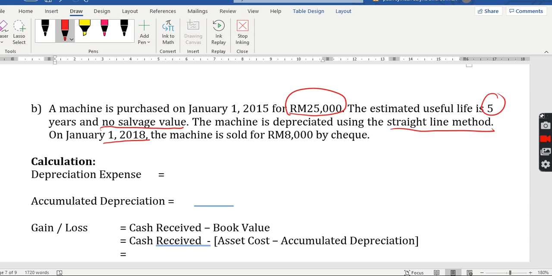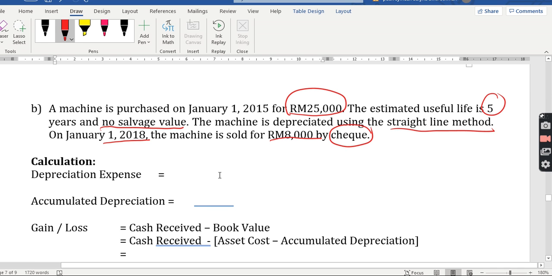And the machine is sold for 8,000 ringgit by check. So we are not going to debit cash, but we're going to debit bank instead. Okay, so same thing. Before I do the journal for this disposal, I need to bring the accumulated depreciation to the date. That means I need to update the latest amount for accumulated depreciation. Itu langkah pertama.